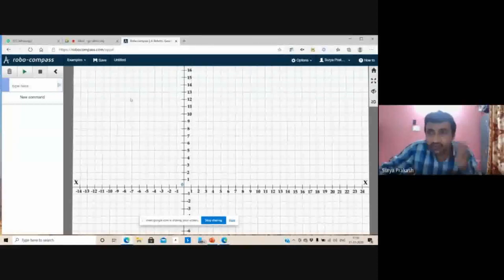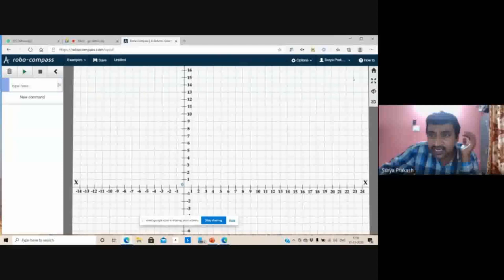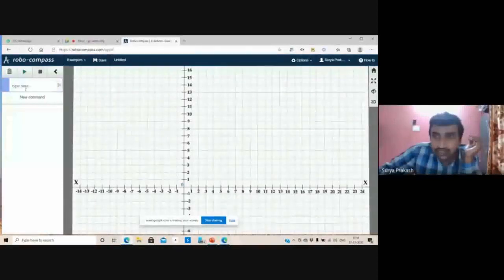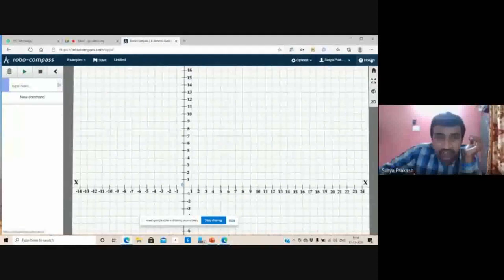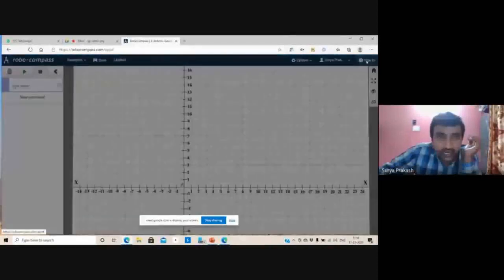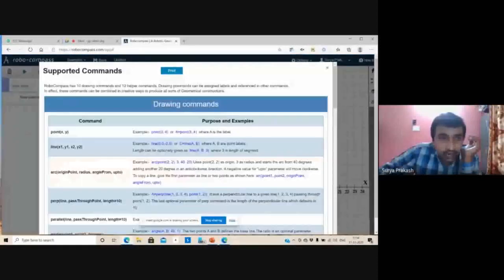In this, what we need to do is use some commanding tools. It is a commanding toolbox, where we have to give the commands. For example, if I want to mark point A, this is the commanding box. You can use the supported commands. In order to mark a point on the plane, on the graph sheet or a square sheet, this is the command you have to type in the commanding box. So, mark A is equal to (0, 3, 4).